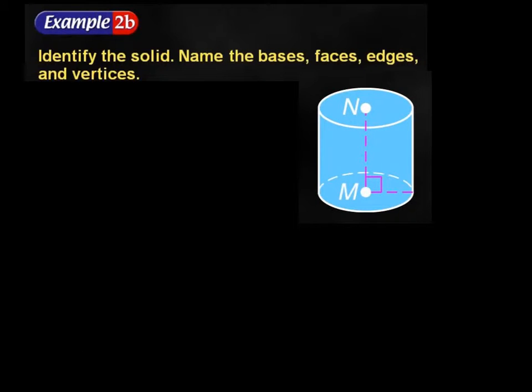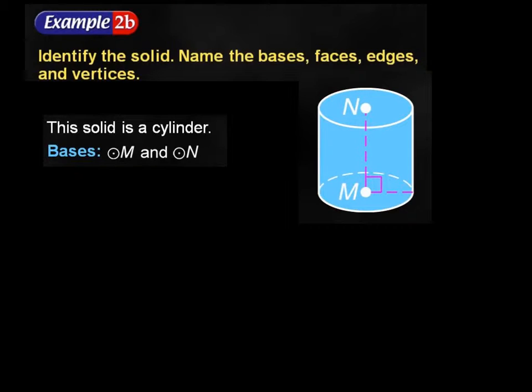Identify the solid, name the bases, faces, edges, and vertices. Much shorter. This is a cylinder. Check. The bases are circle M and circle N. Check. There are no polygons, so there are no faces, there are no edges, and there are no vertices.